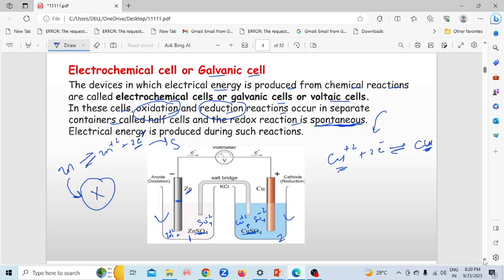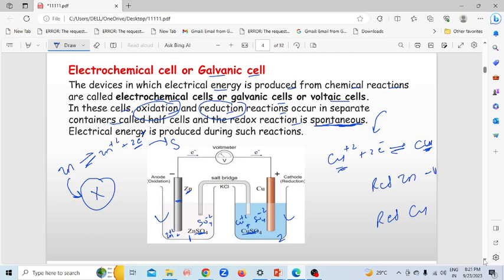Okay, then only this reaction will occur. Or we can say the reduction potential, now we will discuss the reduction potential. Reduction potential means copper plus 2 converting into copper. So the reduction potential of copper should be less than the reduction potential of zinc, which will be negative. Because it is already oxidizing here, its reduction potential should be negative.